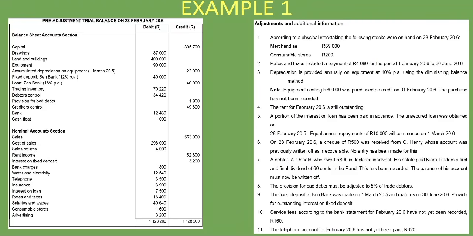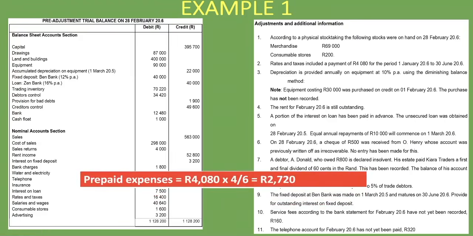Now that we know that it's for 6 months, we have to remove the one that belongs outside our financial period. Now, as you can see, we're given the date here, the pre-adjustment trial balance on 28 February 2016. That is the end of the financial period. So anything that falls outside of the financial period that began on the 1st of March 2015 to the 28th of February 2016, we have to remove it. It's neither an income nor an expense because it has not been earned or incurred as yet. So let's do that. We're going to take the 4,080 Rand times 4 divided by 6 and gives us 2,720.